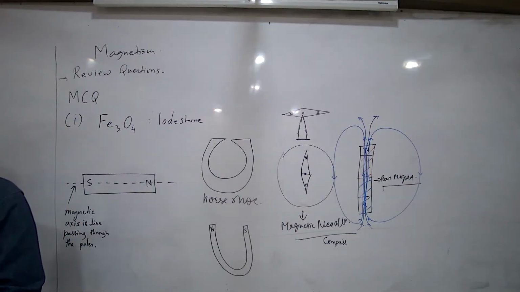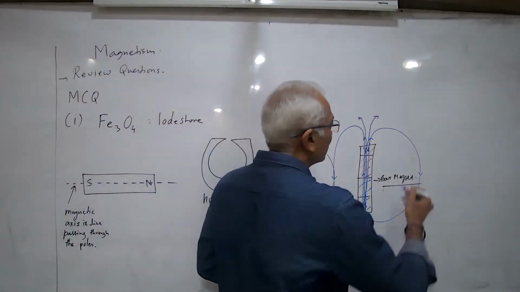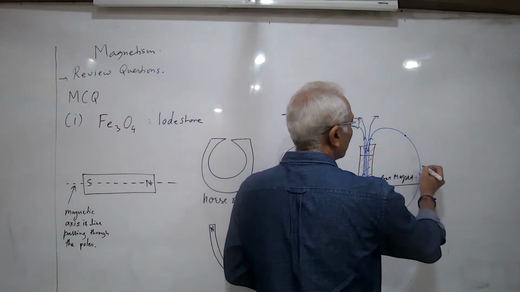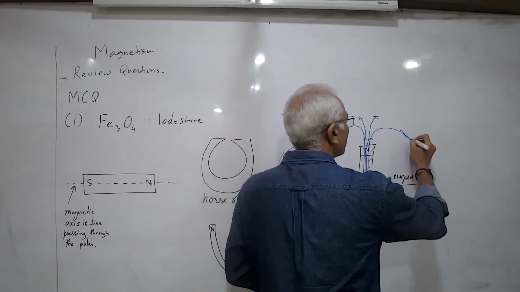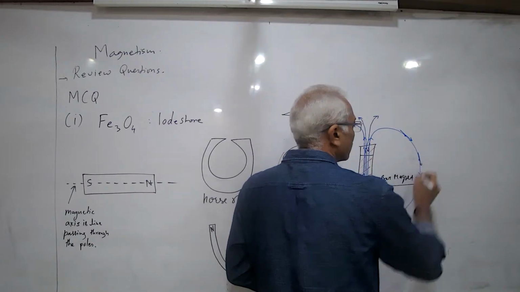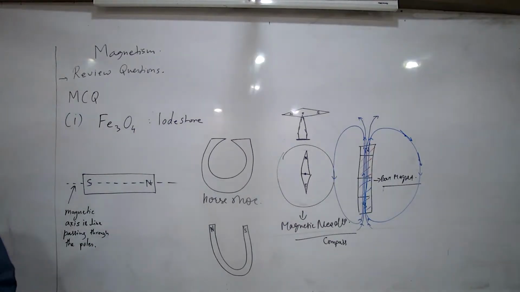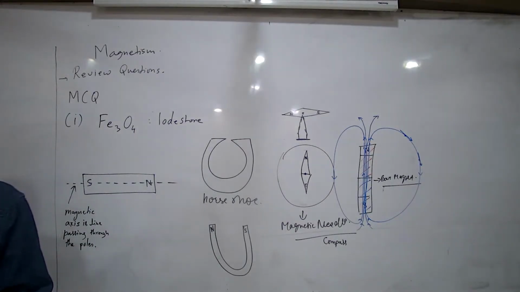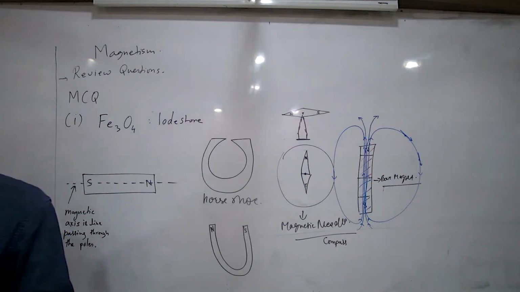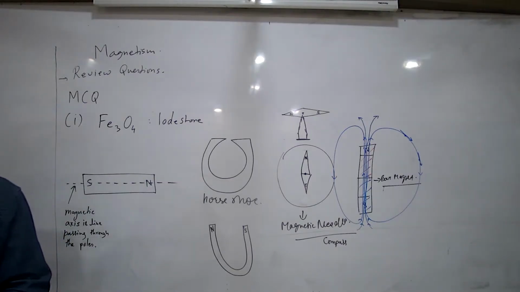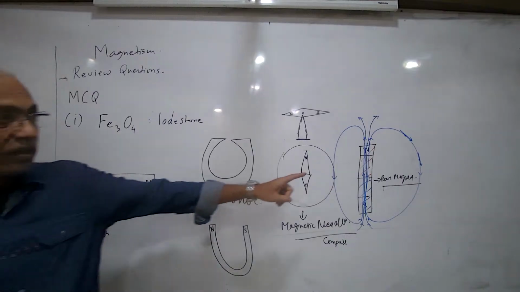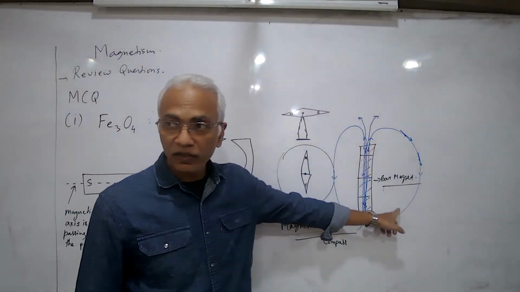North to south outside the magnet. Inside the magnet, south to north. North to south is a general thing, but at this point and this point, the directions are different. At a point, it is along the tangent. And what is the direction of the tangent? North to south. Is that clear? So the magnetic field direction is along the tangent at that point, where the point is on the magnetic field line.